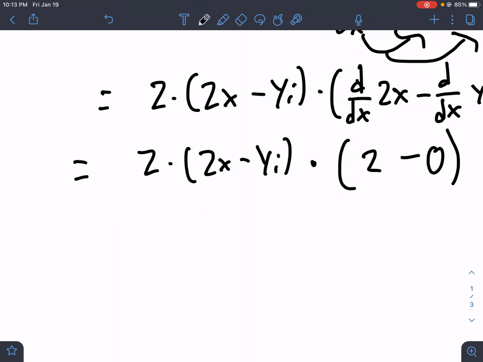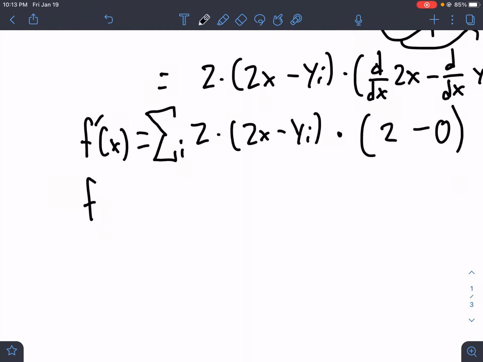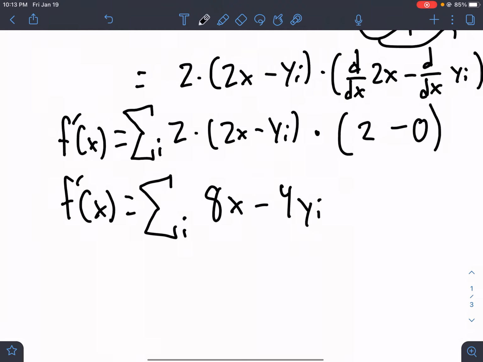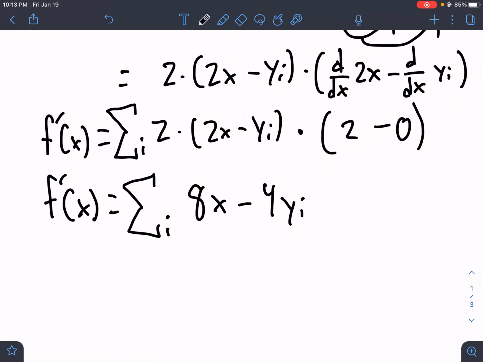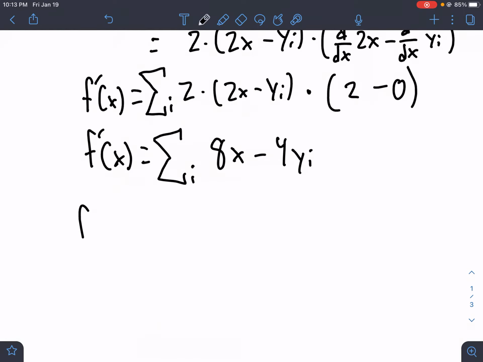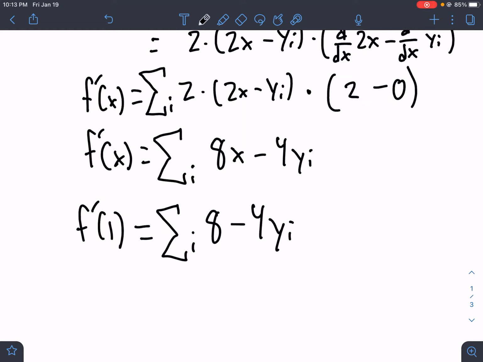And let me just put my sigma notation back in. I've been ignoring it for a while. So if we simplify this out, we get f prime of x equals the sum of 8x minus 4yi. This is just me multiplying the 2's out. Now we plug in 1 here, and we get f prime of 1 equals the sum of 8 minus 4yi. And that is our answer.